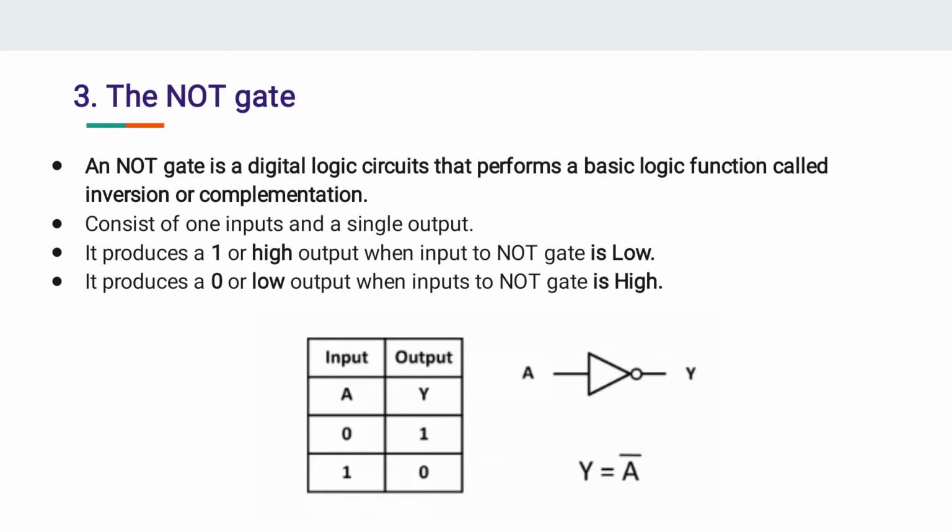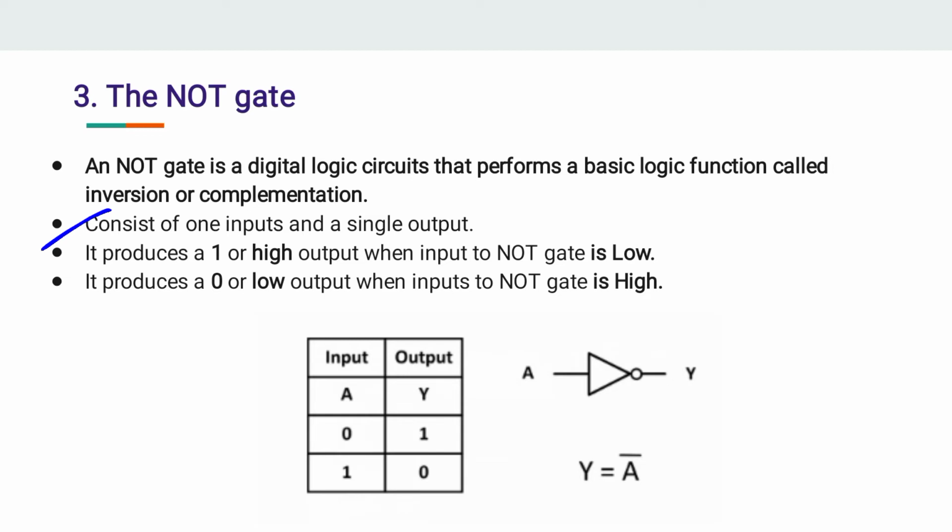The next is the NOT gate. A NOT gate is a digital logic circuit that performs a basic logic function called inversion, nothing but the complement of it. If it is 0 you get 1, if it is 1 you get 0. That is a reverse or inverse of a content. So it consists of one input and one output. That means there is only one input, you will get a single output. Clear? So that will make a complement.